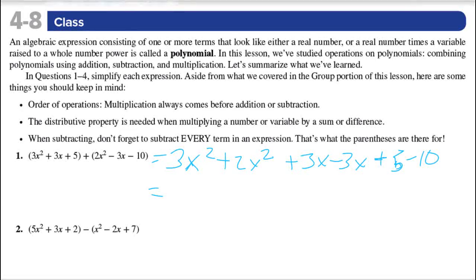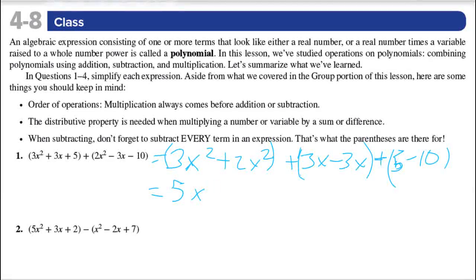So I have moved them around. That's the commutative property. Now I'm going to associate them. Put the like terms together. I'm going to add the 3x squareds and the 2x squareds. Altogether, I'll have 5x squareds.